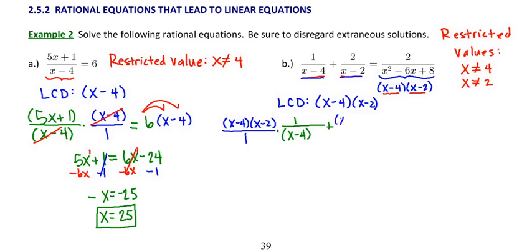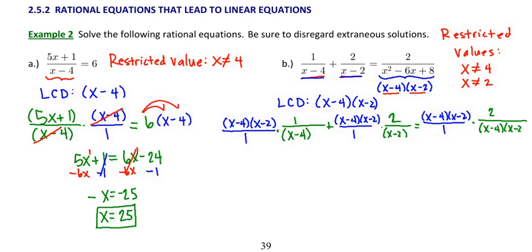We'll take the same LCD times the second fraction in the equation, and finally the same LCD over 1 times the fraction on the right side of the equation, and I'm going to write that denominator in factored form, so we'll be able to see what cancels. Okay, so every original term in the equation, those are written in green, have received the LCD factor.